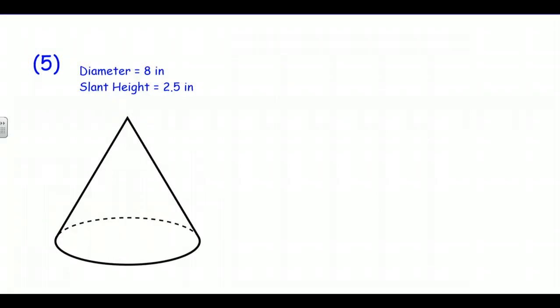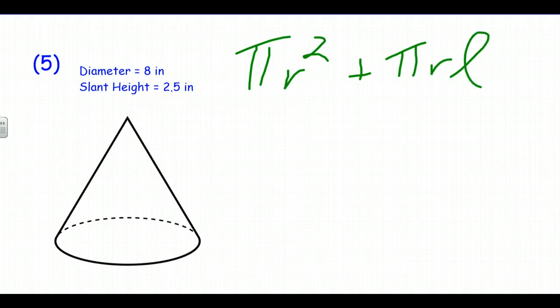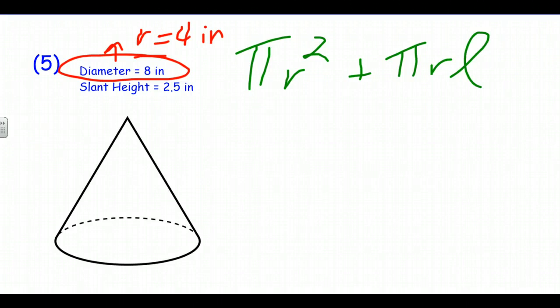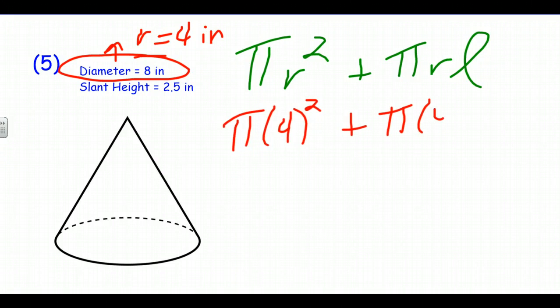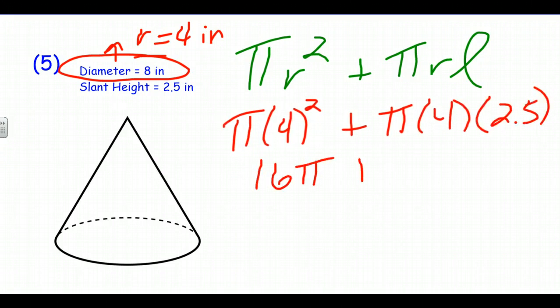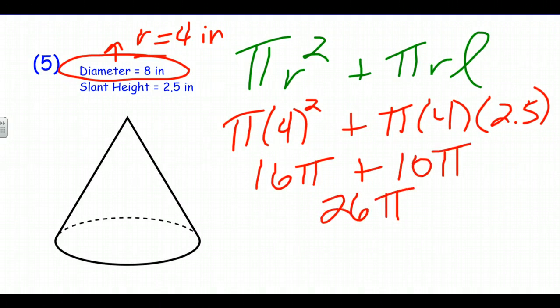So for number 5, again, our formula is pi r squared plus pi rl. The radius here, we know the diameter, which is 8 inches, so the radius is 4 inches, because the radius is just half the diameter. So this is pi times 4 squared plus pi times 4 times 2.5. This is going to be 16 pi. This is going to be 10 pi. 16 plus 10 pi is 26 pi. And if we find the approximate surface area by multiplying 26 times 3.14, we get 81.64 inches squared.